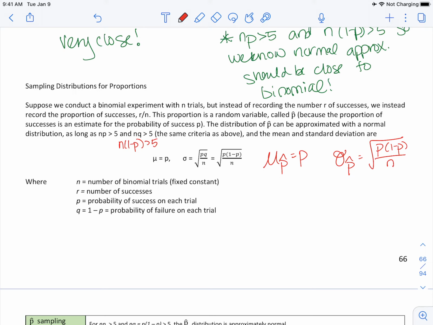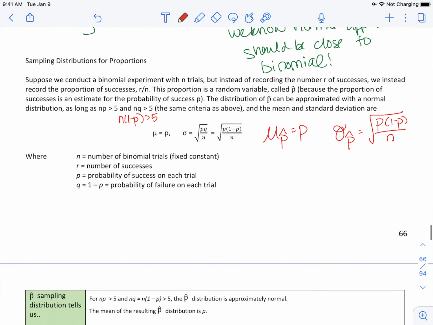N is our number of binomial trials, the fixed constant. R is the number of successes. P is the probability of success on each trial. And Q is equal to 1 minus p, the probability of failure on each trial.